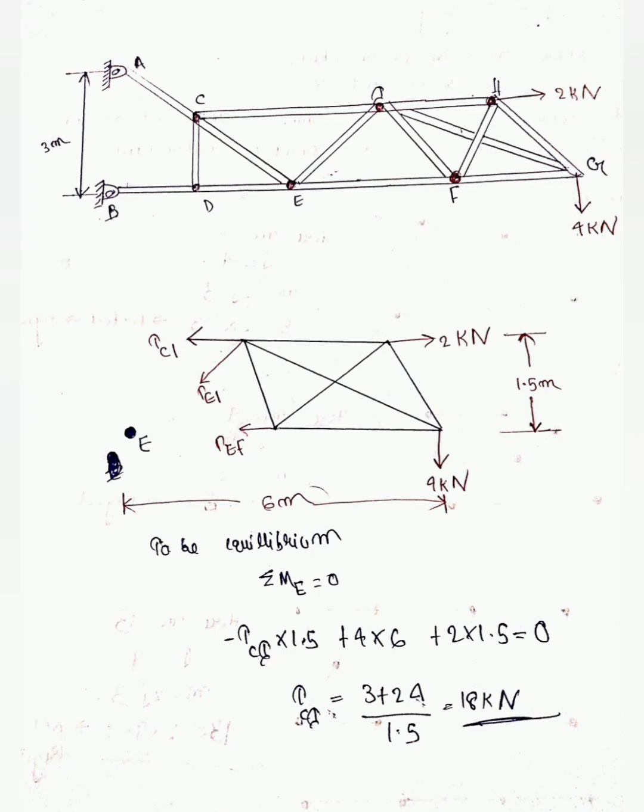The forces which cause the moment are 2 kilonewton, 4 kilonewton, and tension CI, and CI will be in the anti-clockwise direction, so minus TCI into 1.5. The 4 kilonewton is in the clockwise direction, plus 4 into 6, and the 2 kilonewton is also in the positive clockwise direction, plus 2 into the perpendicular distance 1.5, because this whole frame CH is half the distance of the total height 3 meter, that's why it's 1.5 meter. So from that we can find TCI, the tension. TCI tension acting along the frame CI is 80 kilonewton.